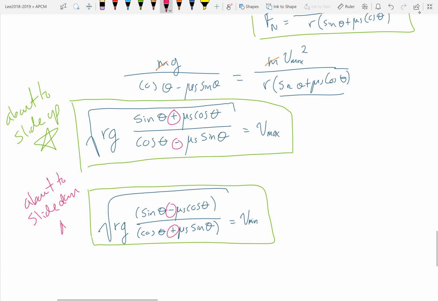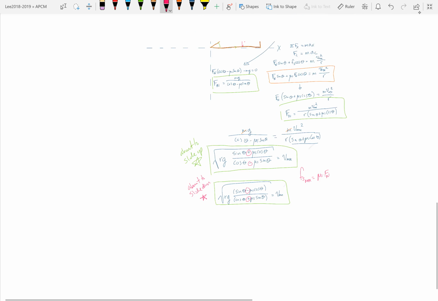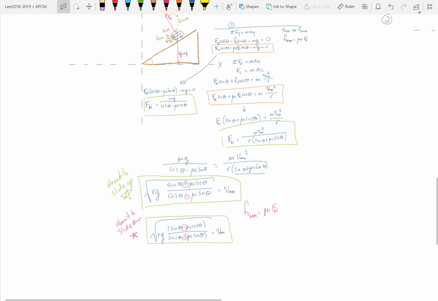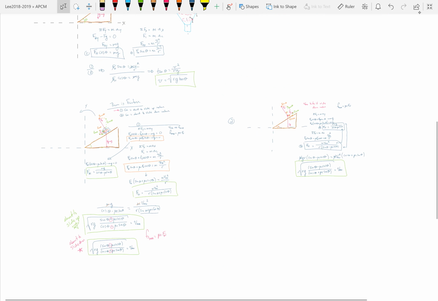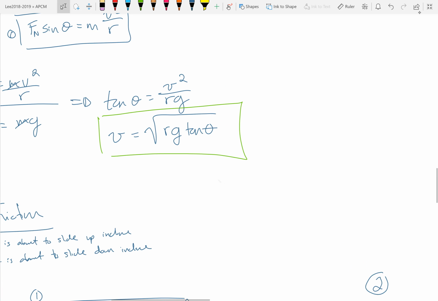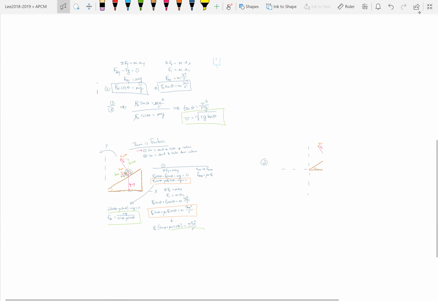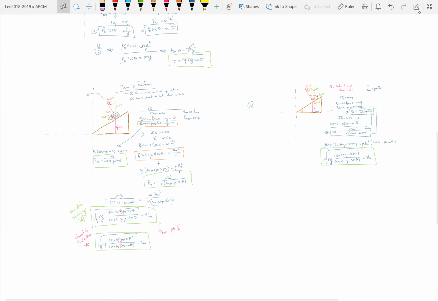We talk about it's about to do stuff because we know that's when it's about to break static friction, and that's when we know this equality: Fs at a maximum equals mu s times normal force. Okay, so we can find the value of the velocity. That was Rg tangent theta if there's no friction. There's a minimum and maximum velocity when it's going around a banked curve, if it's about to slide up, if it's about to slide down.